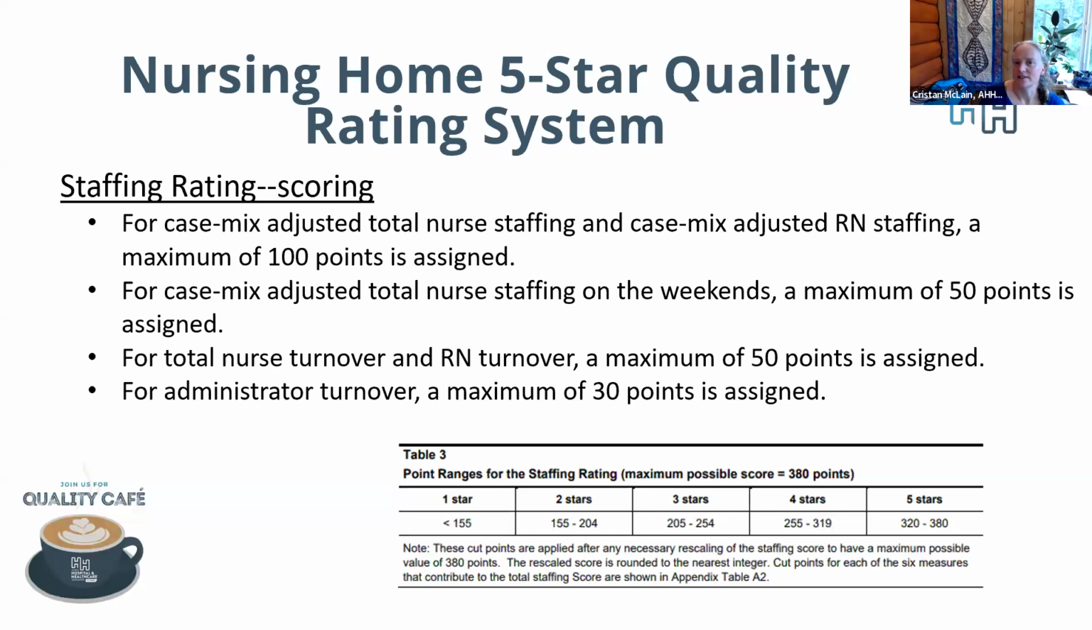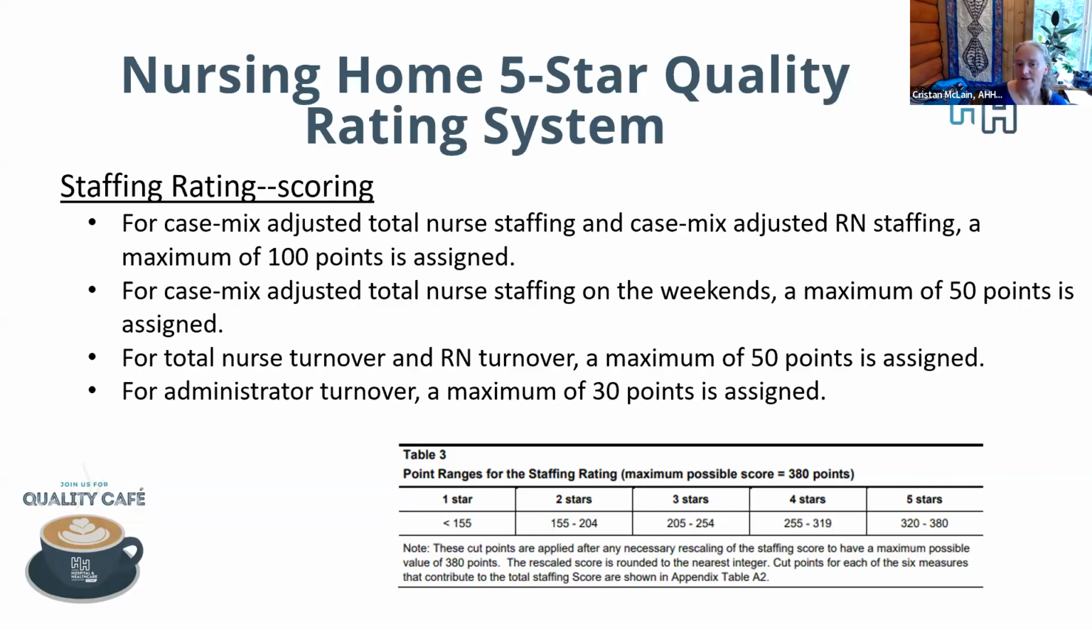The case mix adjusted total nurse staffing and the case mix adjusted RN staffing are given 100 points in the scoring. And the weekend staffing is given 50 points in the scoring, so it's worth a little bit less. And the total nurse turnover and RN turnover is also given 50 points. And then administrative turnover is 30 points. So that's how those scores are rated.